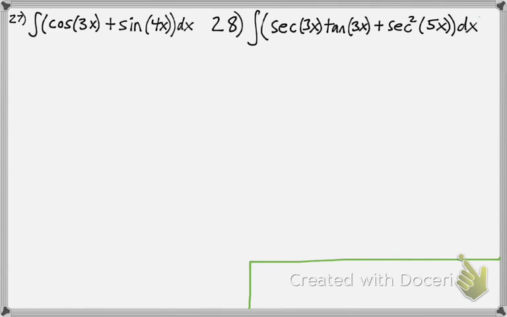So for 27, the integral of cosine of 3x, this is going to be 1/3 sine of 3x, and that's going to become a minus 1/4 cosine of 4x plus c.